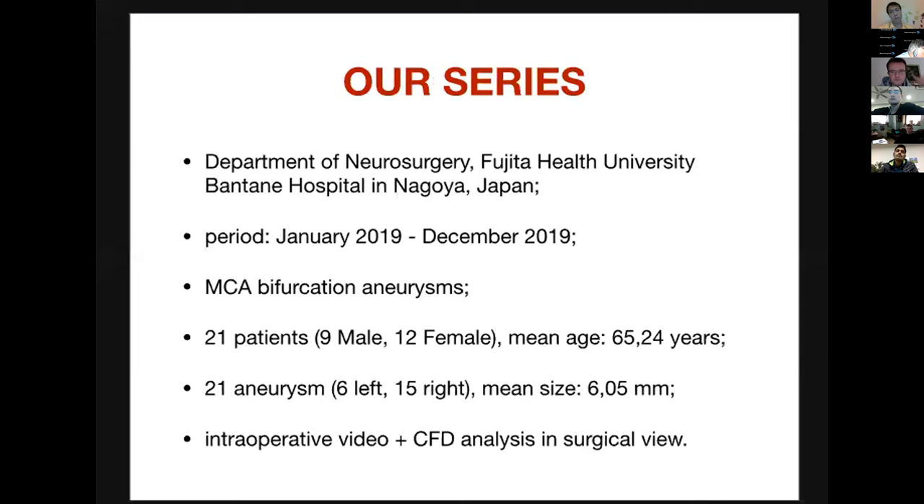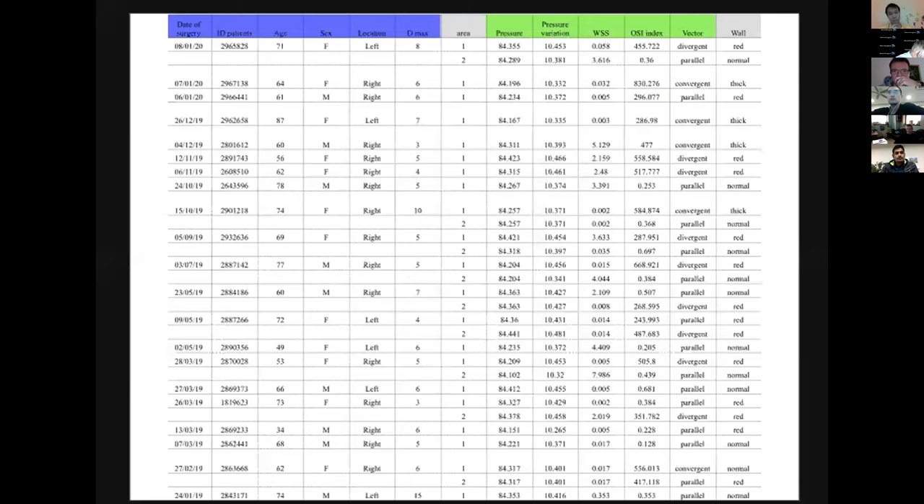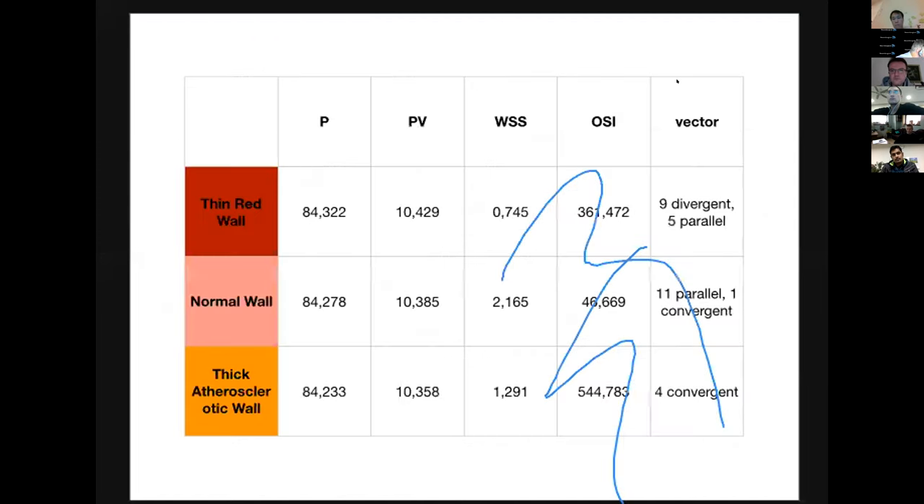To verify our hypothesis, we analyzed unruptured MCA bifurcation aneurysms treated from January 2019 to December 2019 at the Neurosurgical Department of Fujita Health University, Banbuntane Hospital in Nagoya, Japan. We reviewed the intraoperative video and checked the CFD analysis and parameters of 21 patients with 21 aneurysms. We identified 30 areas of interest. 14 are thin red wall, 12 are normal wall, and 4 are thick atherosclerotic wall. For each one, we evaluated the following CFD parameters: pressure, pressure variation, WSS, OSI index, and vector diversification.